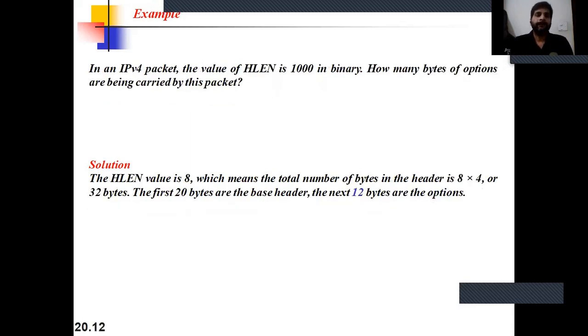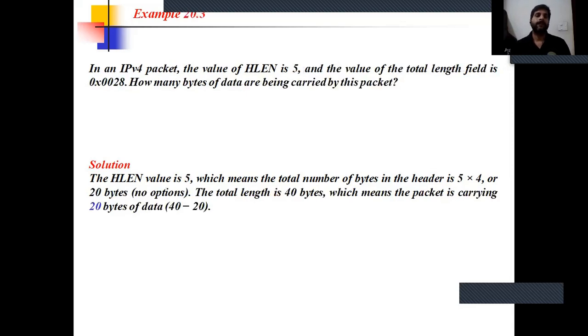Next example. In an IPv4 packet, the value of header length is 1000 in binary. How many bytes of options are being carried by this packet? The solution of this example: the header length value is 8, which means the total number of bytes in the header is 8 times 4, meaning 32 bytes. The first 20 bytes are the base header, so the next 12 bytes are used for the options.